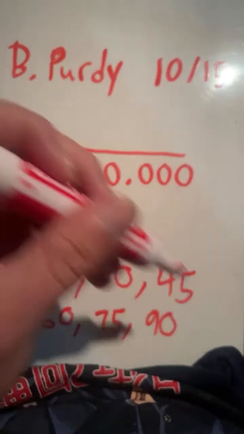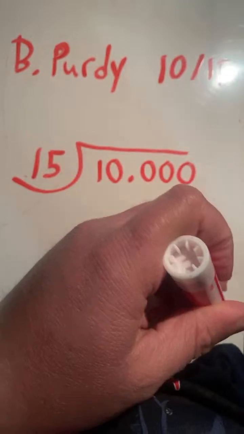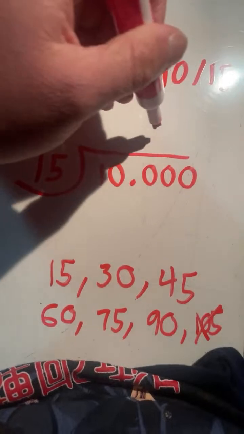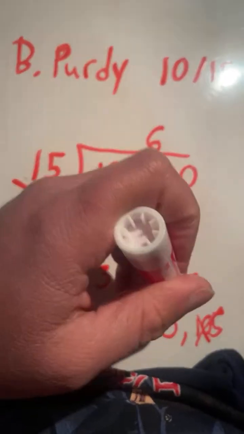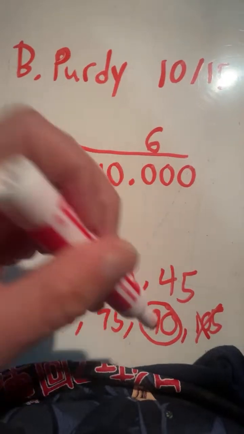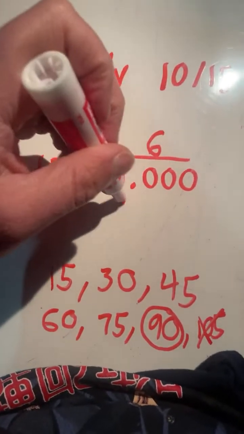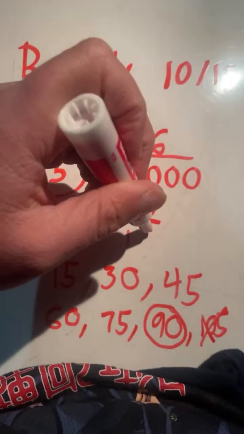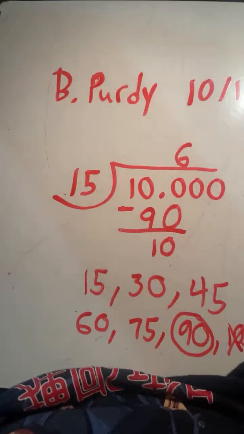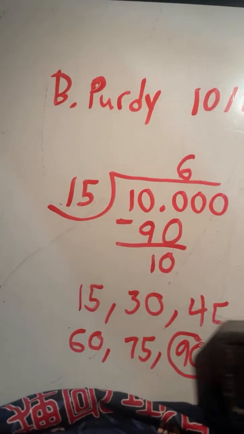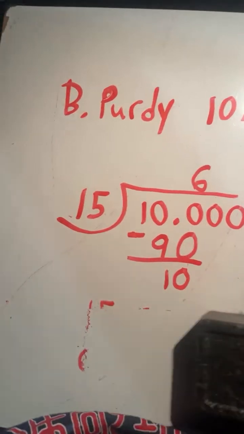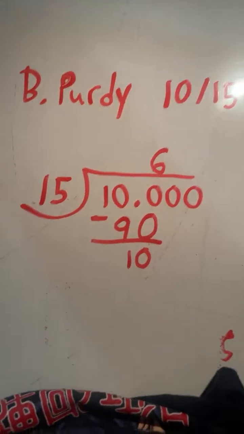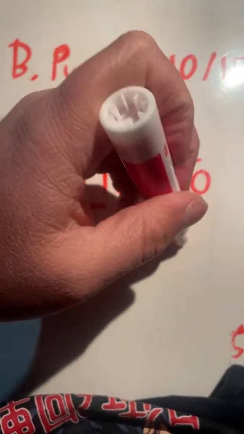Now, if I count by 15 again, I'll be at 105, which is too far. But I was able to get 1, 2, 3, 4, 5, 6 groups of 15 within 100. 90 was as close as I could get to 100 without going over. So 90 is what we need to subtract here. 100 minus 90 is 10. Next, we need to bring down the 0.